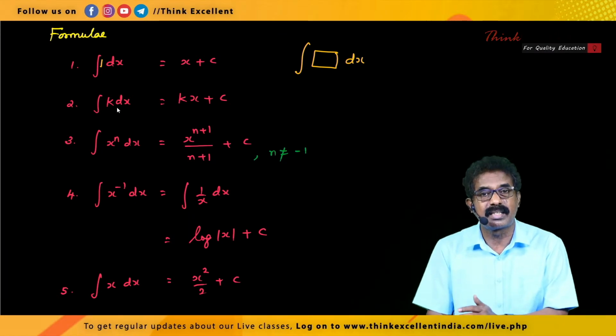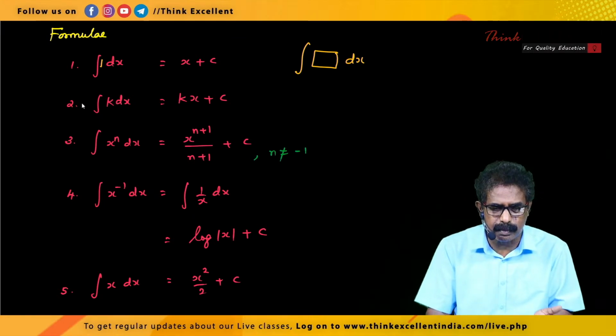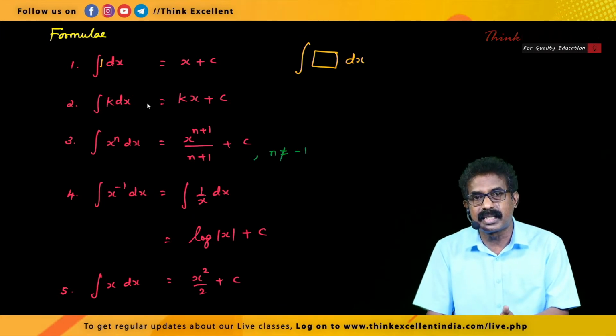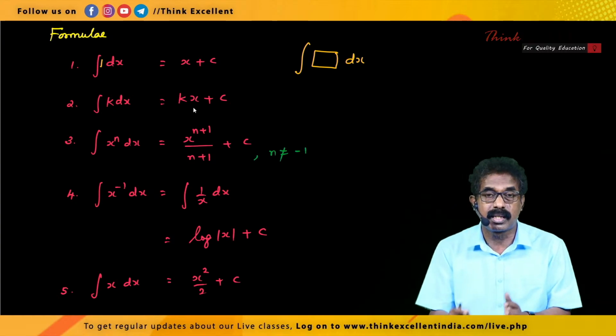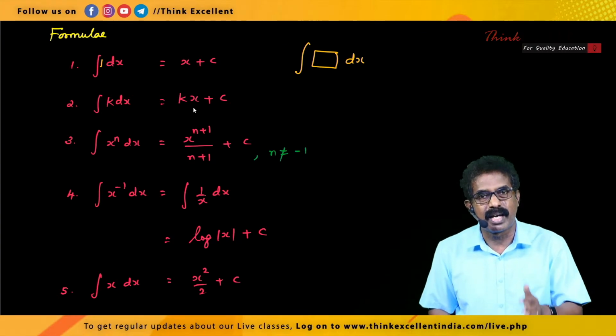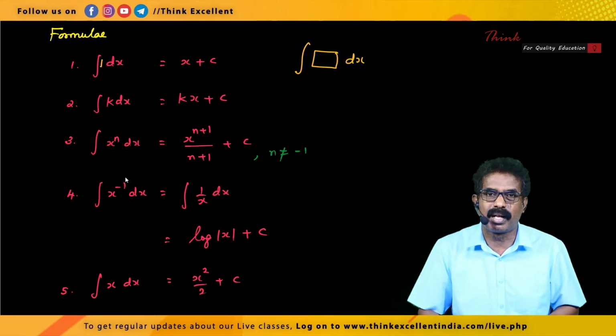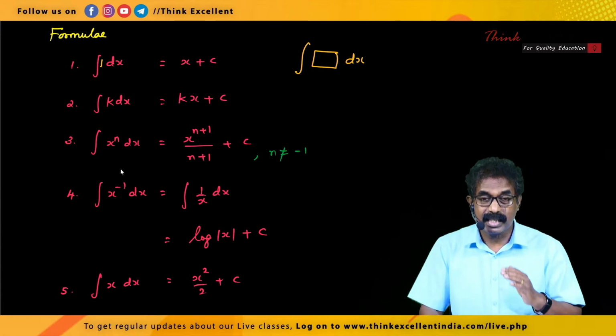Integral of k dx, where k is a constant, can be taken out. You can take the constant outside. So k into integral dx is what? x. So remember, the integration of k is kx. So the integration of 7 is 7x, the integration of 5 is 5x, right? Then there comes the most important formula. X raised to n.